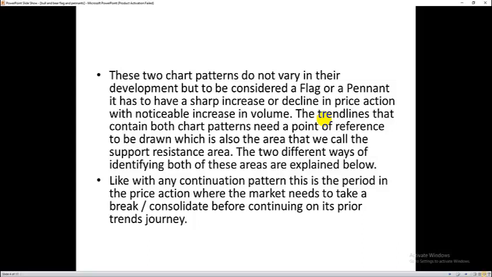Now, all these ones are grammar. I will still show you a pictorial view of all these things I'm explaining here, and we'll go to the chart and see it practicalized live. So like with any other continuation pattern, this is the period in the price action where the market needs to take a break, consolidate before continuing on its prior trend's journey.